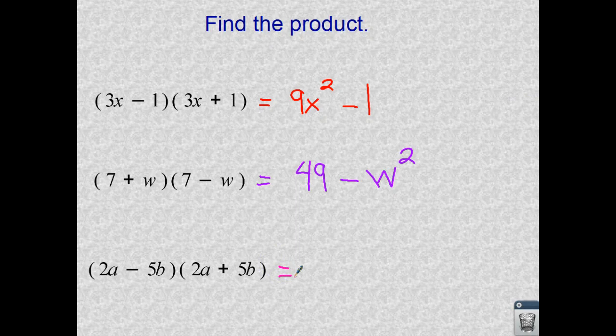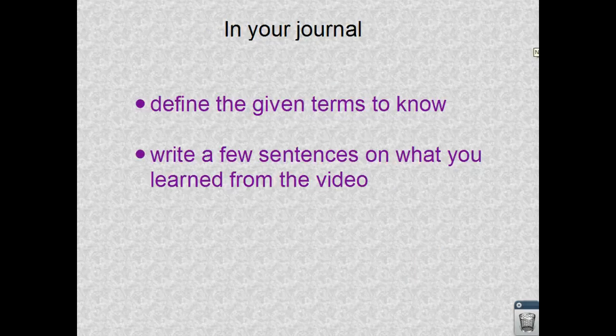2a and 2a and 5b and 5b, alternating signs. That means we have 4a squared. We lost the middle term. Positive times negative is a negative. And then we have 25b squared. So we have a difference of 2 squares. Final answer. All right, in your journal, please define the given terms on page 2 of the flip chart.